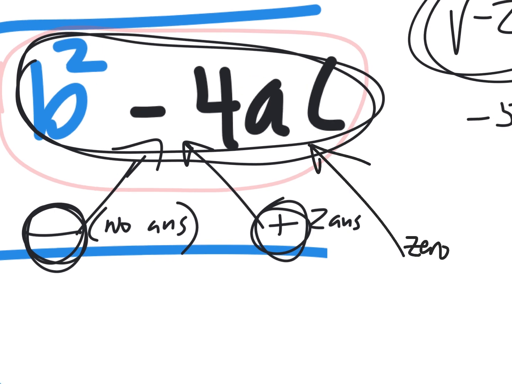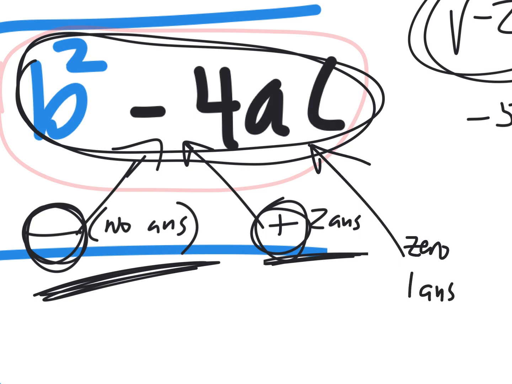And if it comes out to 0, think about it. If you had no answers for negative and 2 answers for positive, you have something in between at 0, because you're right in between negative and positive. So if you have a 0 for your discriminant, which is what this is called, then you have one answer, because it's exactly between 2 answers and 0 answers.